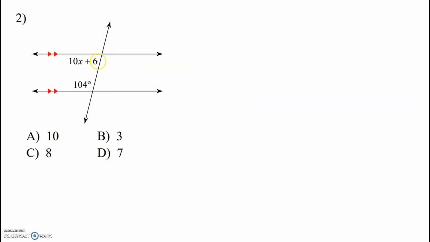We're going to move on to number 2. So again, if you see those parallel lines cut by a transversal, name them. So these are those same side or consecutive interior angles. I was supposed to underline, but same side consecutive interior, ask yourself what you know. If lines are parallel, these should be supplementary. They should add up to 180. So 10x plus 6 plus 104 equals 180.